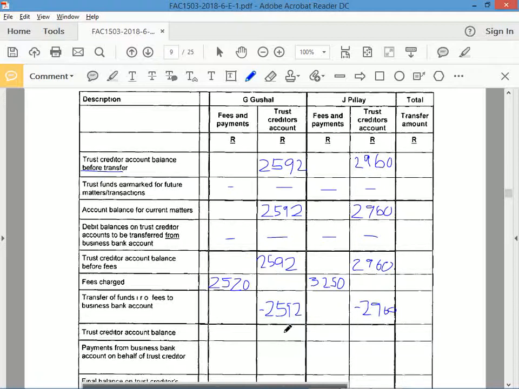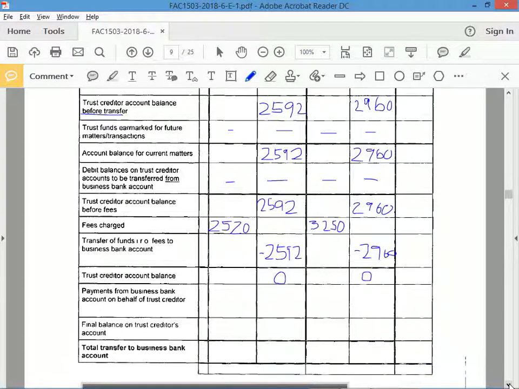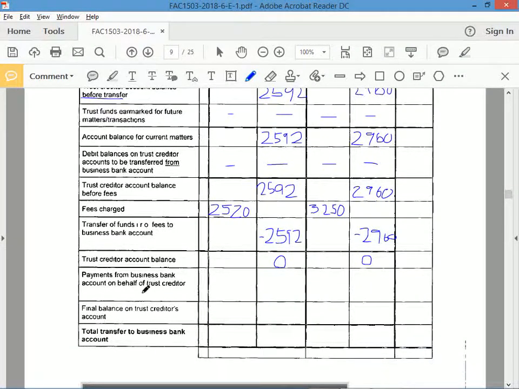Trust credit account balance now, it'll be a 0 there and a 0 there. Payments from the business bank account on behalf of the trust creditors, there was nothing here. Final balance on the trust creditors would be 0 here. Total transfer to the business account: 2592. 2960.